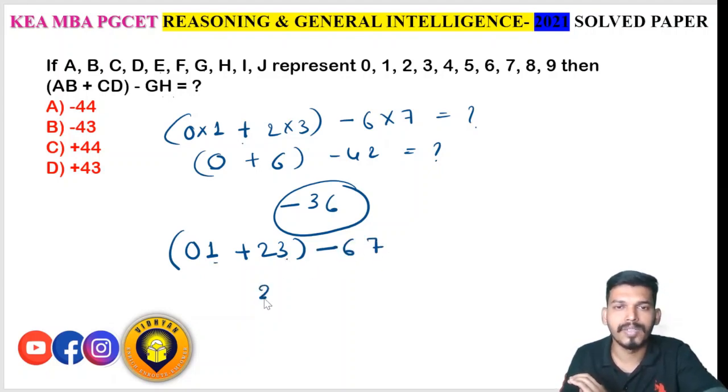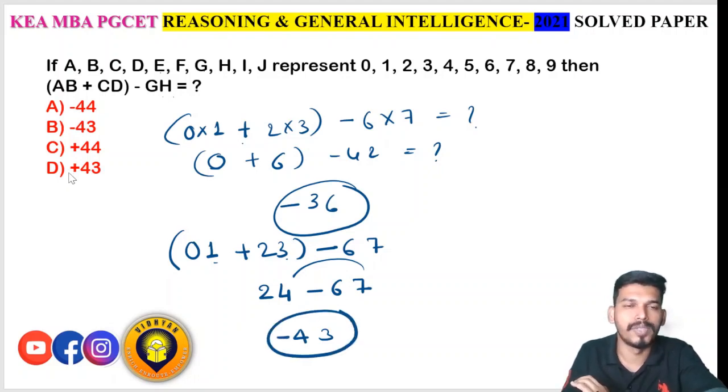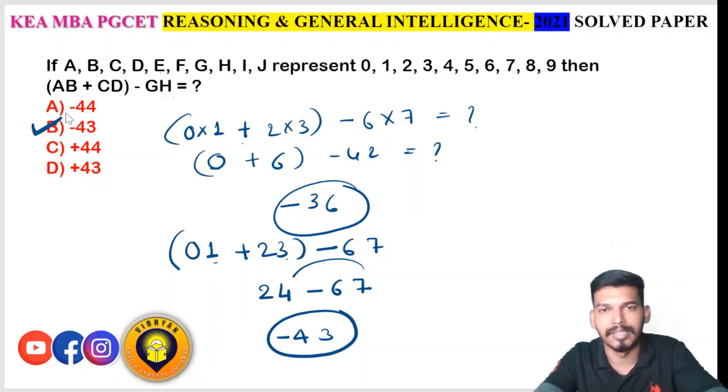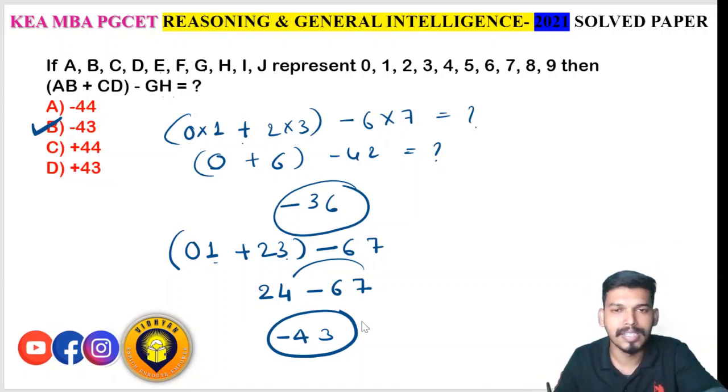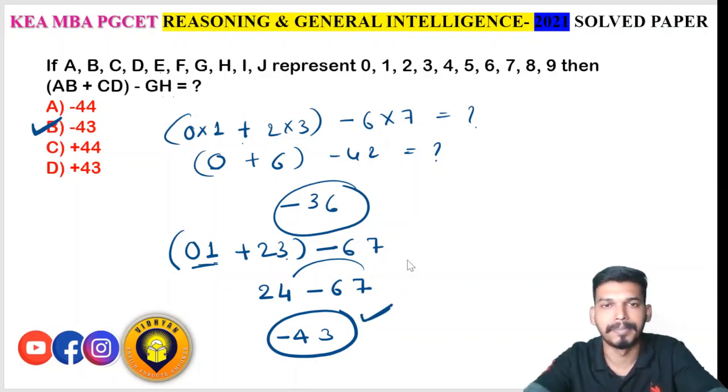So 1 plus 23 will become 24. 24 minus 67. 7 minus 4 is 3. 6 minus 2 is 4. Minus 43. So which is in the option? Right. So therefore minus 43 is the right answer. Okay. So in this case you have to assume it as a single number. A, B is a single number, we have to assume. So therefore minus 43 will be the correct answer.